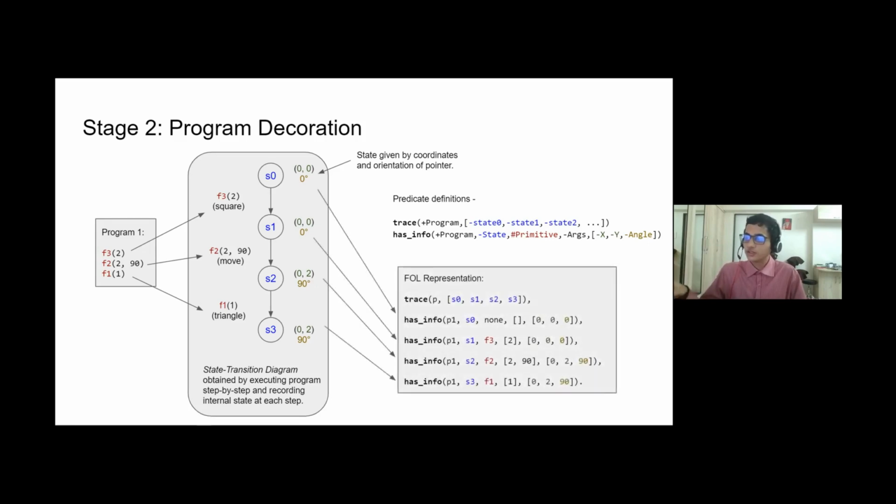For example, here you can see that this transition diagram is converted into this sentence with a single trace declaration and also has-info declarations for each state. And we see that each of the primitives that were called in the program is also specified in that has-info predicate declaration.